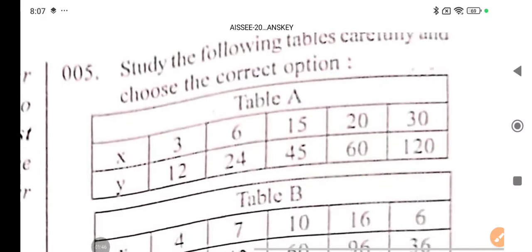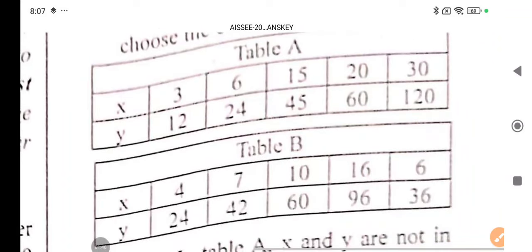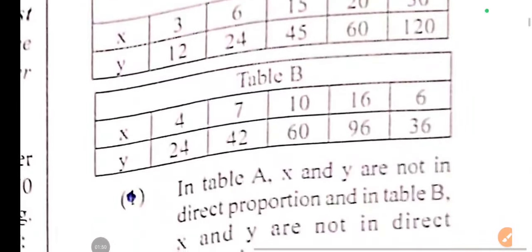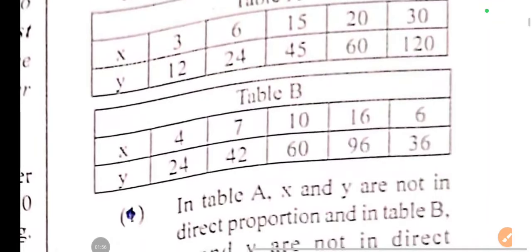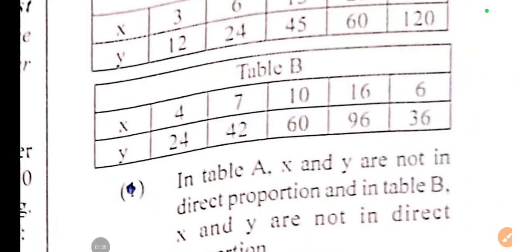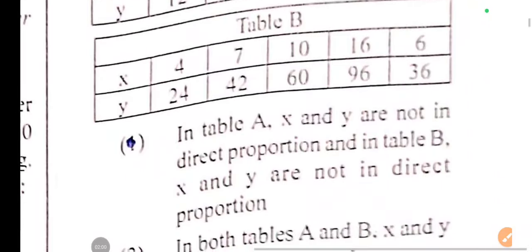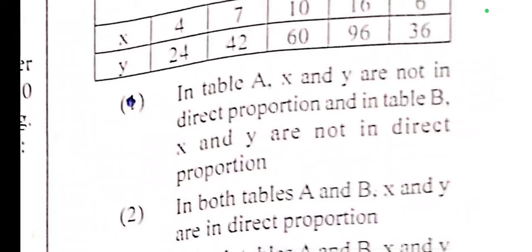Question number 5. Study the following table carefully. Choose the correct option. Table A, Table B. The correct answer is not here. Table A is not in direct variation. Table B is in direct variation. So there is no answer for question number 5.